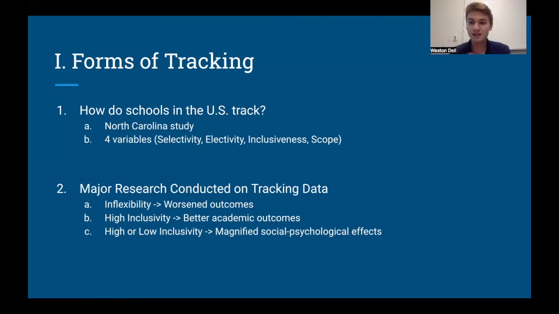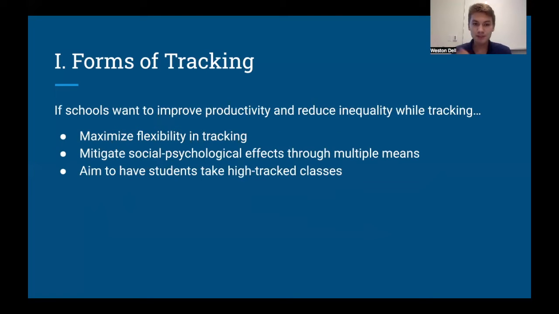We see those social psychological effects play out when there's an imbalance in the percentage of high track versus low track students. So a conclusion from this is, if schools want to improve productivity and reduce inequality while tracking, they should, one, maximize flexibility in tracking, allow students to go up and down as best we can. Two, mitigate social psychological effects through multiple means. Schools can really do this through the culture they have within that environment. And three, really aim to have students take high track classes as much as possible. We see real benefits from students being in high track classes, so we want to get as many students up in there as we can.